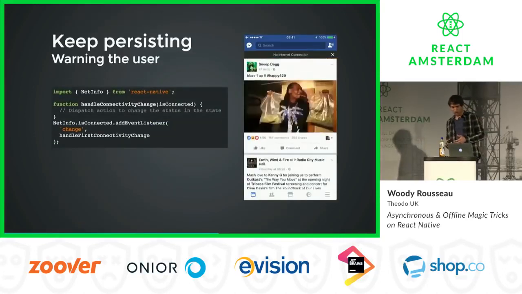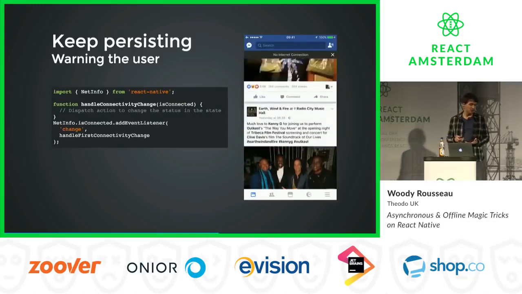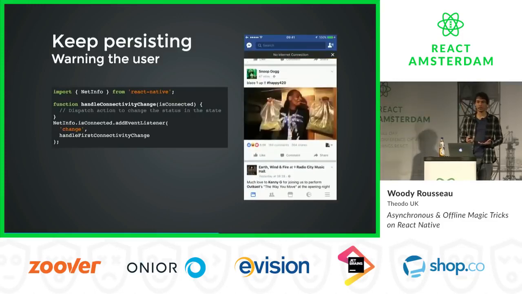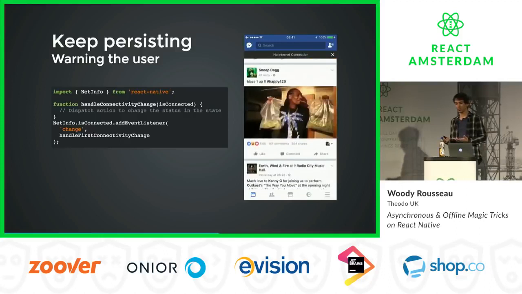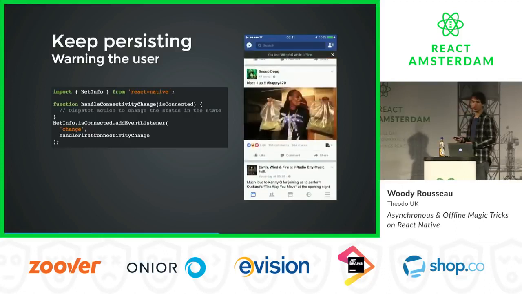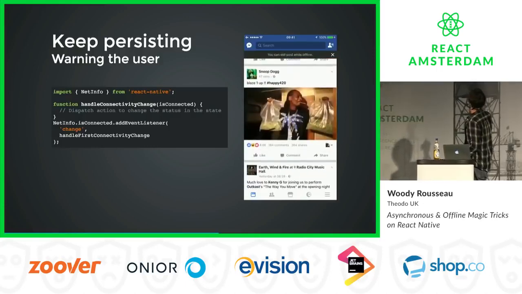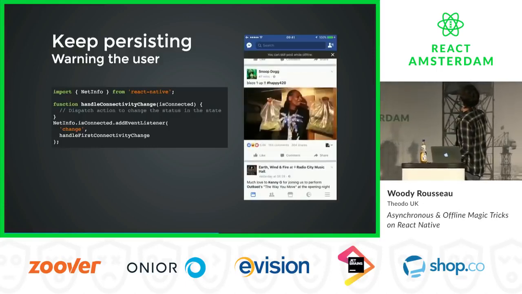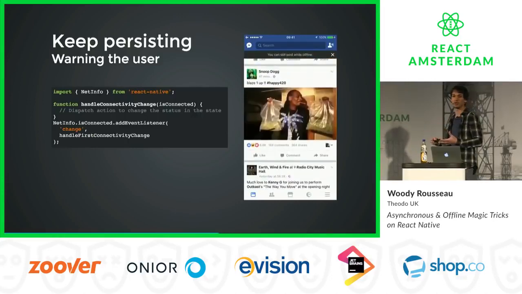So once you've done that, the idea is you want to warn the user that the data they see is not the freshest data available. You can see Facebook, what they're doing is that when you scroll up, it shows a little no internet connection, and it also says you can still post while offline, which is a bit of a spoiler of the writing part, because Facebook allows you to do write actions while being offline.